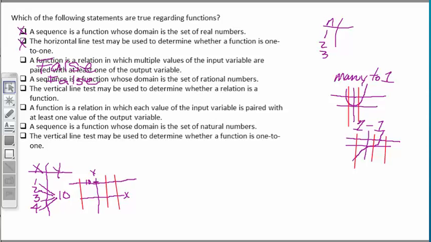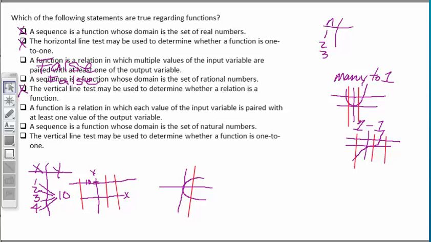But then sometimes you might see a graph that looks like this. That is not a function because my vertical line is crossing it in more than one place. So that one is going to be true. It is a function.